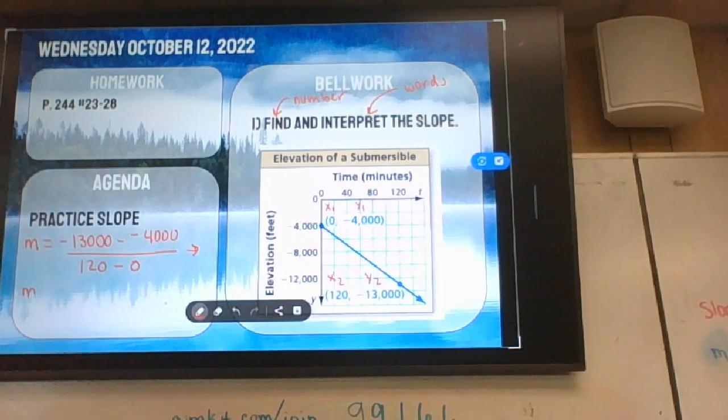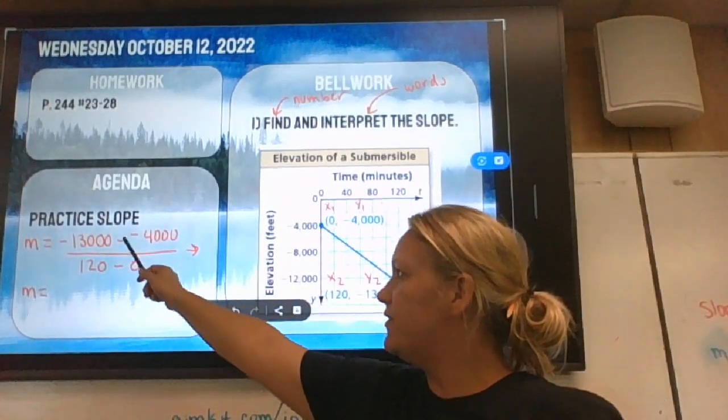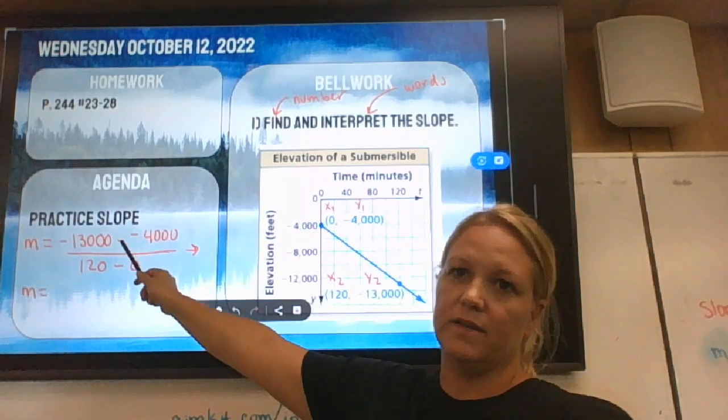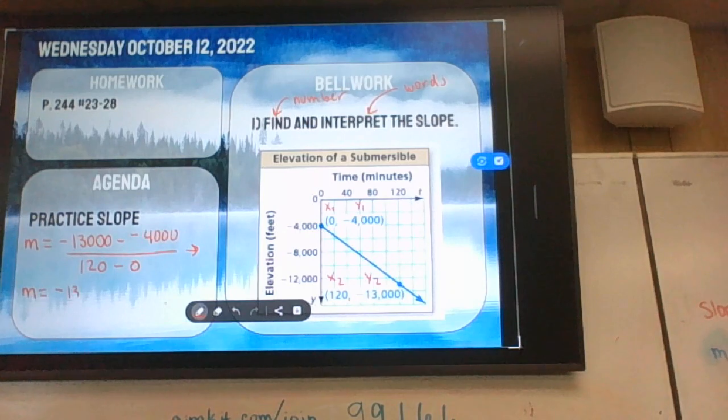So if you didn't write minus a negative, go back and fix it. This is going to become addition. Minus a negative is going to become addition. So it's negative 13,000 plus 4,000, all over 120.